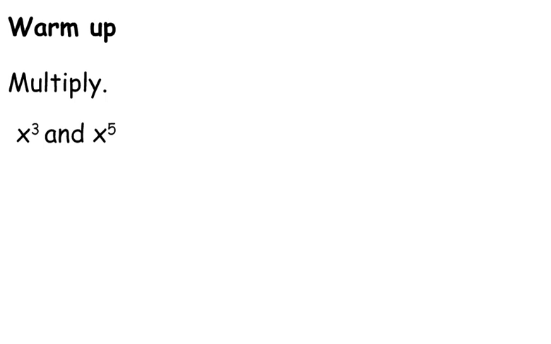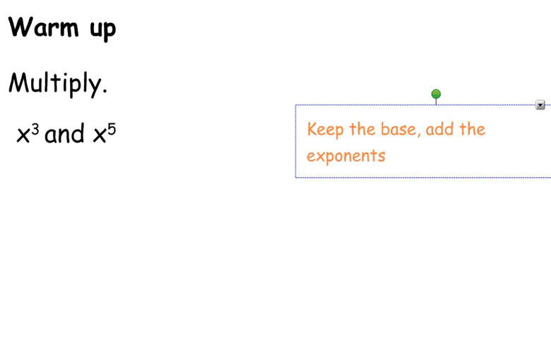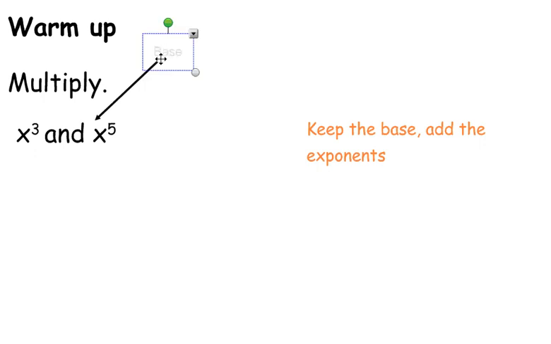We've been through this before. Here's a little warm-up, just a review. It says multiply x to the third and x to the 5. Generally, when you're multiplying variables with exponents, you just want to keep the base and add the exponents. So what's the base? The base, in this case, is the variable x. They both have the same base, so that means you can multiply them.